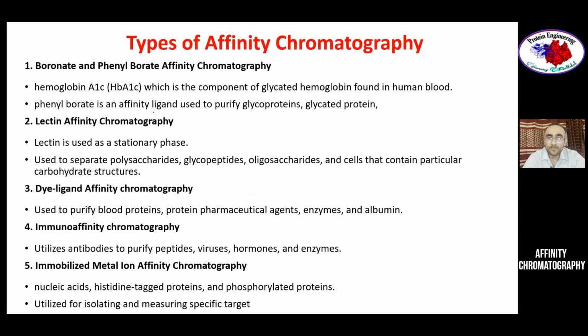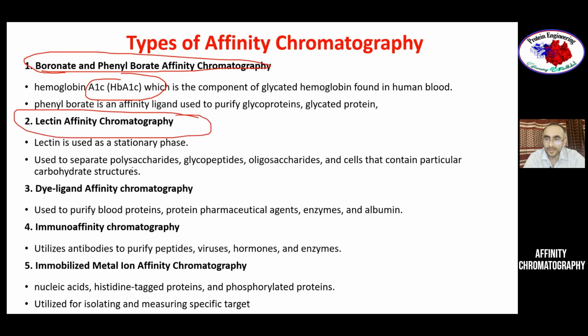Now the types of affinity chromatography: depending on the matrix you are using, there are variations. For example, you can have boronate, phenyl boronate affinity chromatography in order to purify glycoproteins, or hemoglobin HbA1c, which is purified using boronate and phenyl boronate affinity chromatography. Or lectin affinity chromatography, where lectin is immobilized in the stationary phase, and that's used to purify polysaccharides or glycoproteins. And you may use dyes also, because there are dyes which bind to several proteins. If you use dye, it's called dye ligand affinity chromatography.